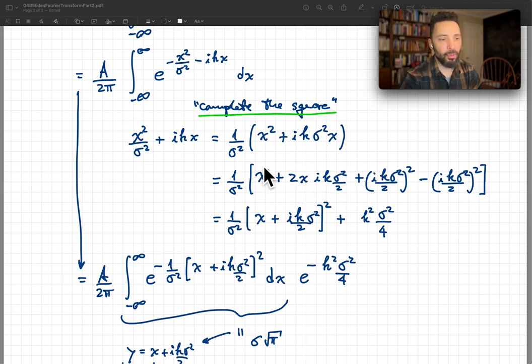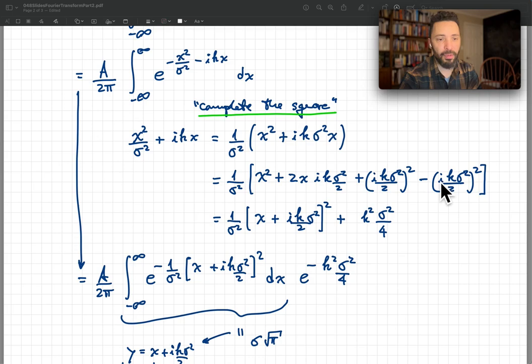What I like to do is copy the x squared, and then take this term and write it as twice something. That something is x times ik sigma squared divided by 2. This x is the same as this x, but this whole factor, ik sigma squared over 2, is what needs to appear squared in order for us to have a perfect square. But if you add something, you have to subtract it as well. So this whole thing gives us the perfect square that we want, which is x plus ik sigma squared over 2, this whole thing squared. We also need to subtract this other thing, which is what appears here. So let's take a look at this.